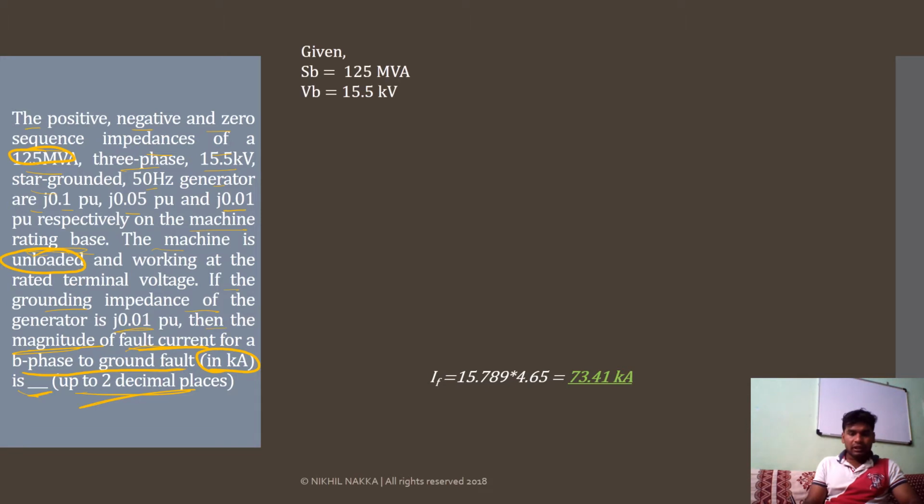Okay, so let's write down what is given. He is given the base rating of the system, or base MVA, that is SB, as 125 MVA. He is given that on the machine rating base. Machine rating is the base MVA, and VB will be the system voltage 15.5 kV. He did not mention anything about base voltage. But why did I assume? Some students might get doubt: Sir, how did you take 15.5 kV as the base voltage?